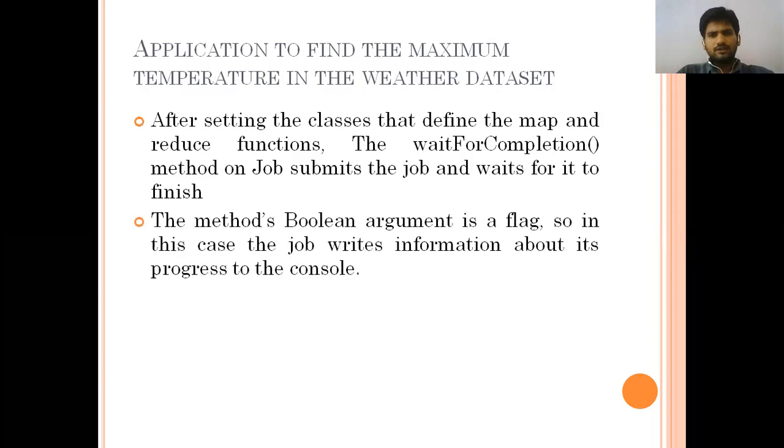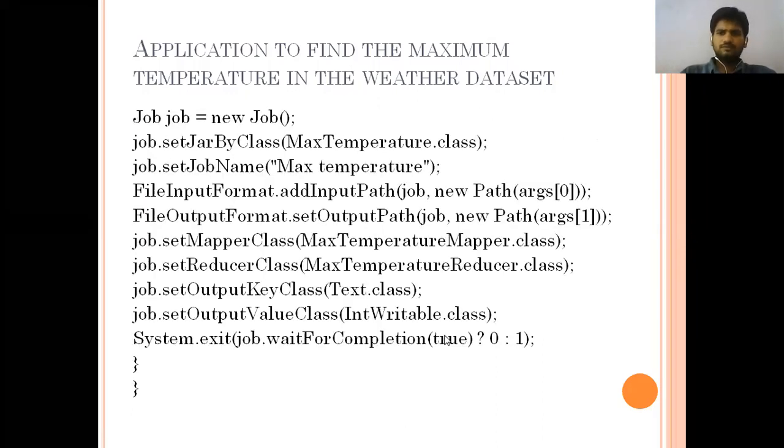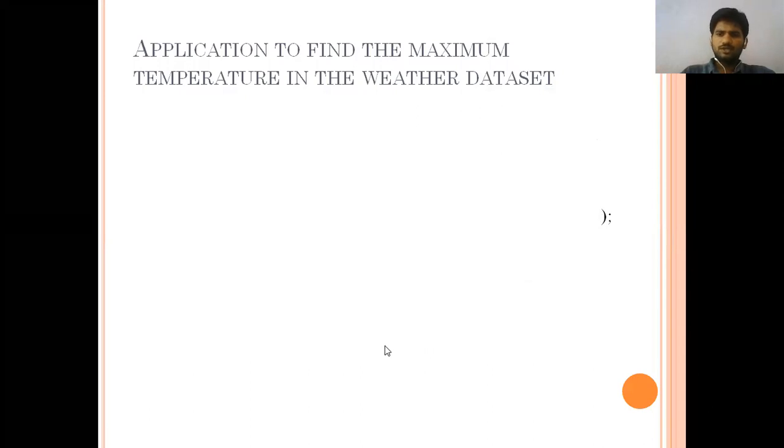Then the method's Boolean argument is a flag. In this case, the job writes information about its progress to the console. What is the meaning of progress to console? Again, why is a Boolean argument mentioned? What is the meaning of Boolean? Simply 0 or 1. So what is the Boolean function here? See here in the code. We are going to get the output as either 0 or 1. If it is true, it is going to be 0. If it is false, it is going to be 1. So that's why it is Boolean.